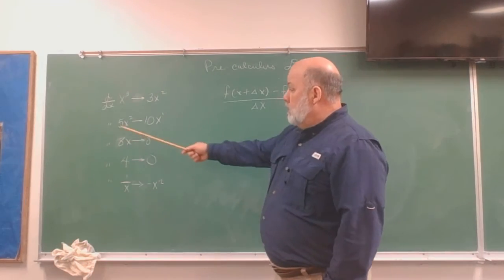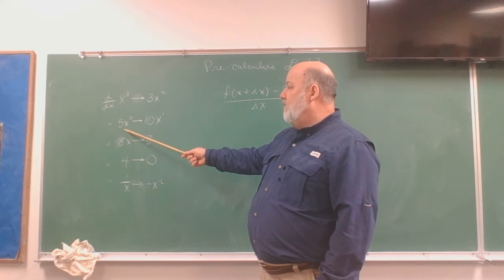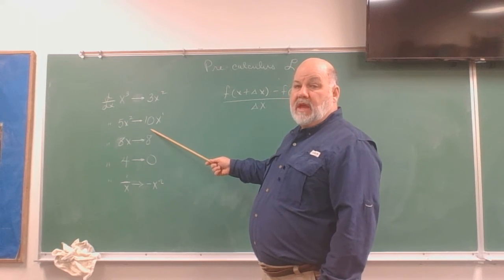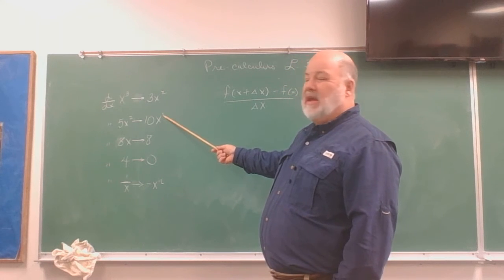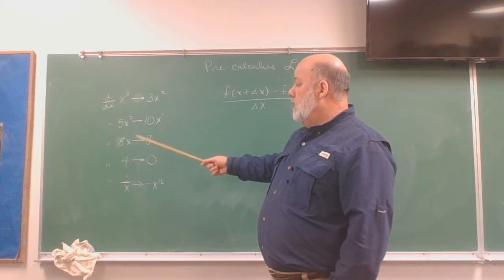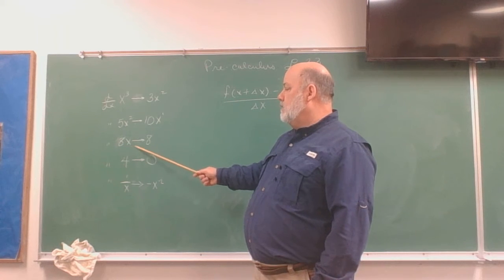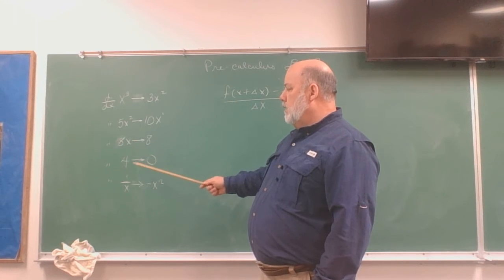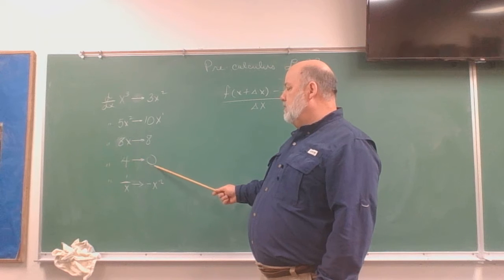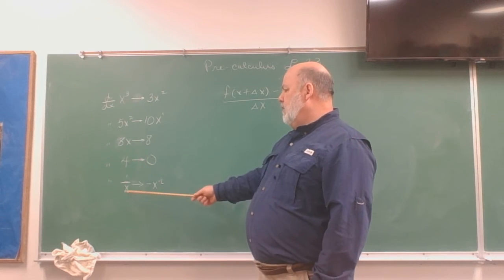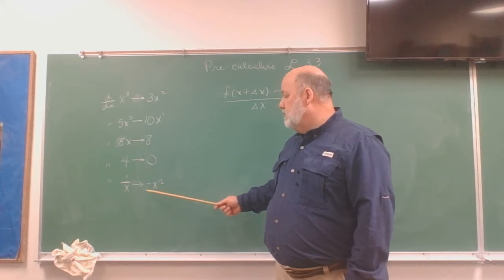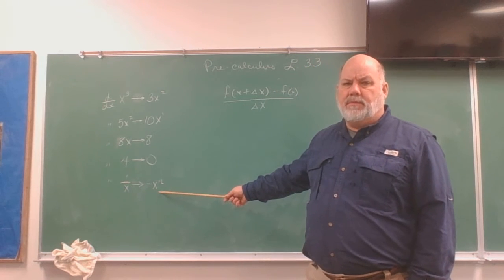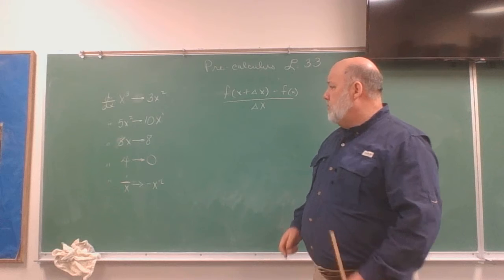If we're going to find the derivative of 5x squared, it becomes 10x, or more correctly, 10x to the 1 power. If I'm finding the derivative of 8x, it just becomes 8. The derivative of 4 is 0. And then we get into some confusing stuff. The derivative of 1 over x is negative x to the negative 2 power. Let me show you what's happening here.